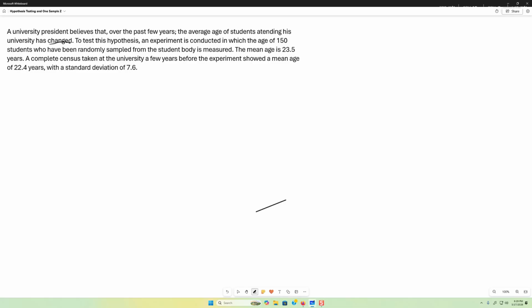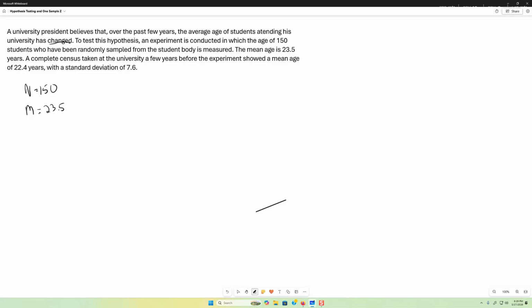To test this hypothesis, an experiment is conducted in which the age of 150 students, so that's our sample size, have been randomly sampled from the student body. The mean age is 23.5 years. That's the age of the sample. So the age of the sample is 23.5.